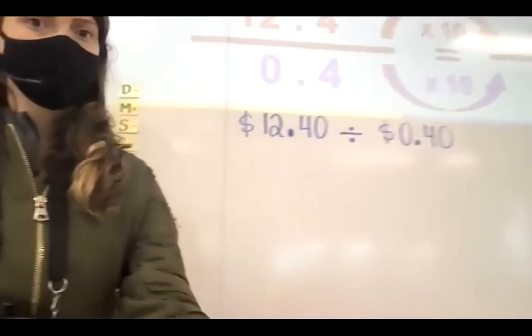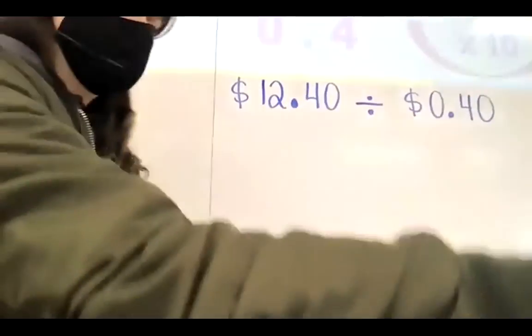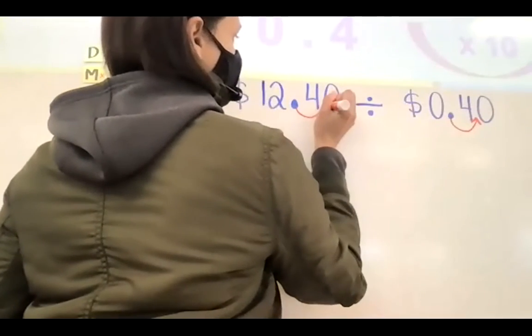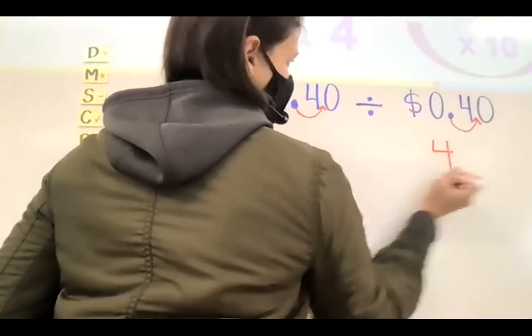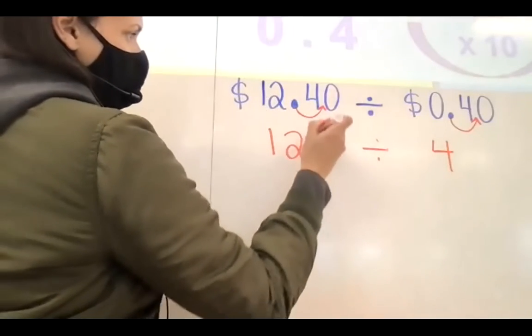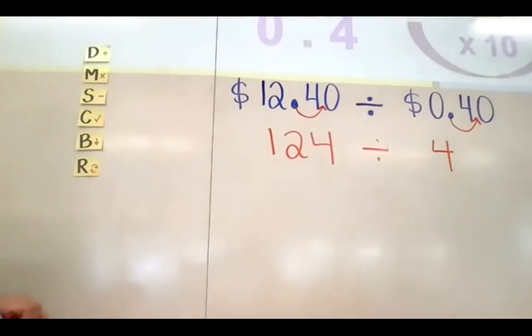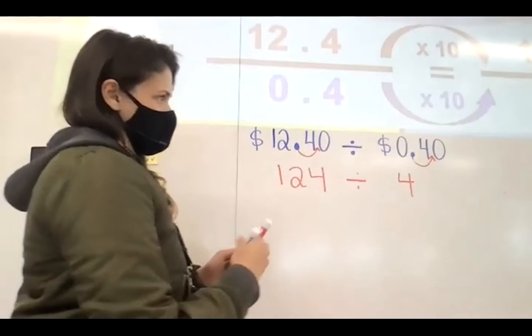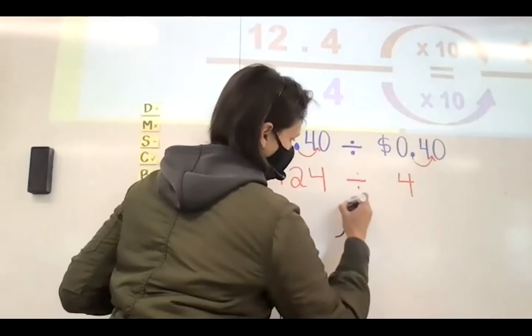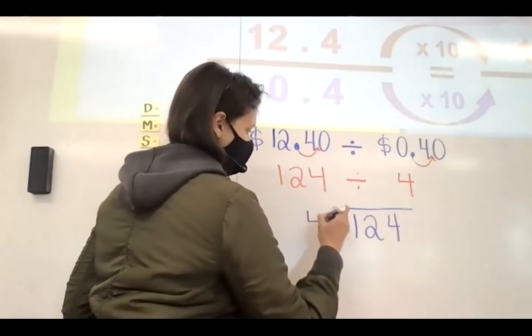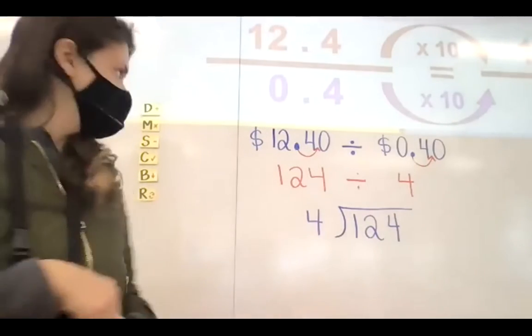So let's set up our equation. We have taken that $12.40. We have moved our decimal point in both our dividend and our divisor one place to the right to make it a whole number. So we now have 4 and we have 124. 124 divided by 4. Now we can divide. Set up my table. My dividend goes inside the house. Divisor goes outside the house, and we are ready to solve.